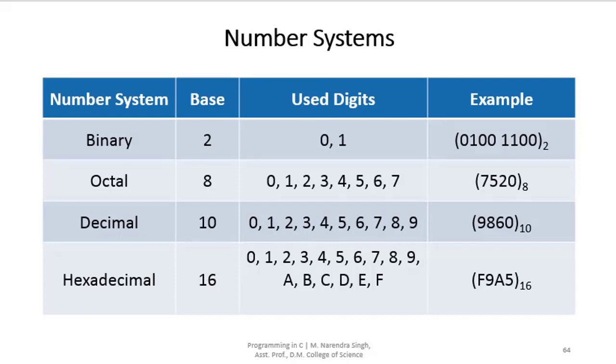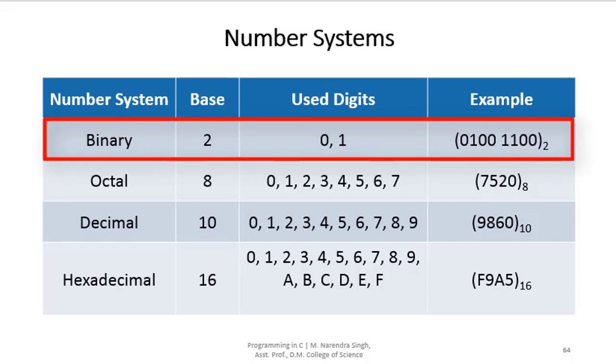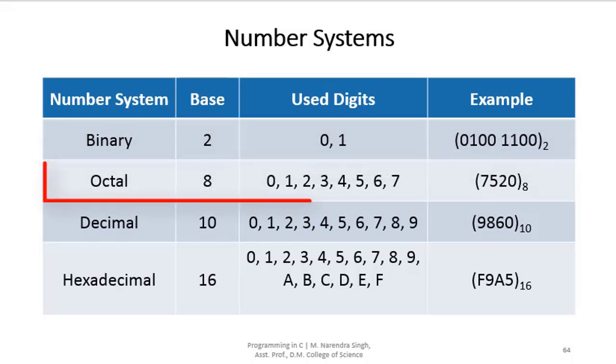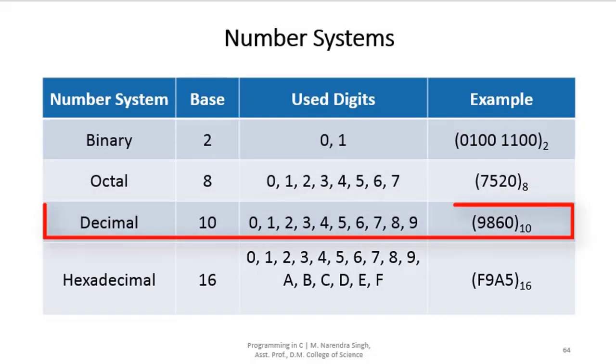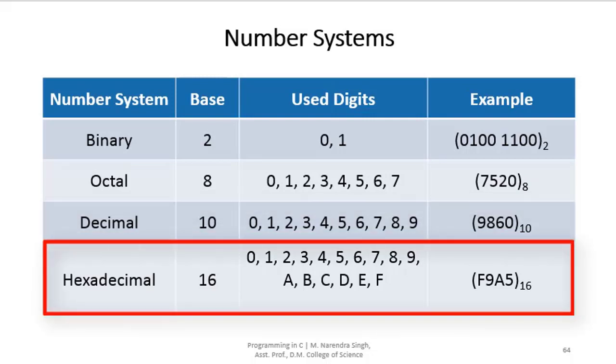Before we continue with lesson number 2, I want to explain to you about number systems. There are 4 number systems we will be dealing with. The first is binary, which consists of only 2 digits, 0 and 1. The second is octal, which consists of 8 digits from 0 to 7. And the third is decimal, which consists of 10 digits from 0 to 9. And lastly, hexadecimal, which consists of 16 digits from 0 to 9 and from A to F. These letters A to F can be in uppercase or can be in lowercase.